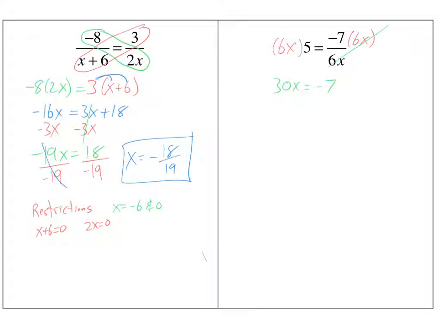Can you quickly solve that now? You divide by 30. So x equals negative 7/30. Now, is this extraneous? Well, if I plug this in the denominator, would it create a 0? No, my restriction is 0, so I don't have to worry about it. My restriction is when x equals 0, so this answer is not 0, so we're good. Make sure you check your answers.